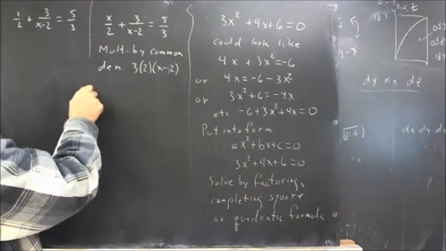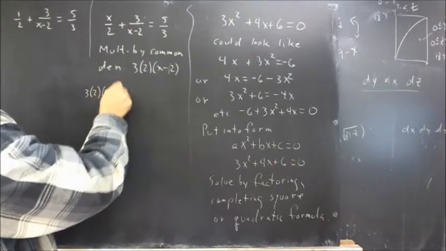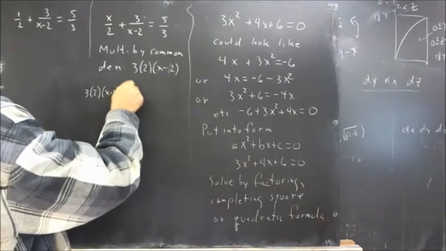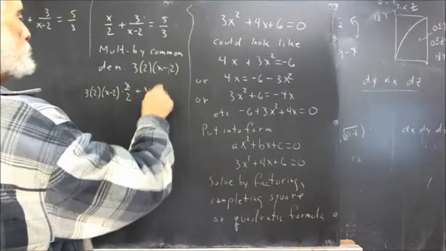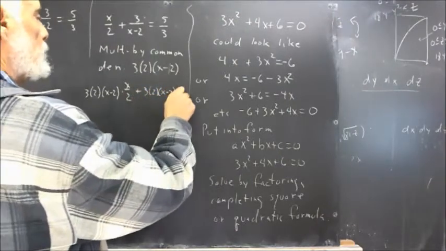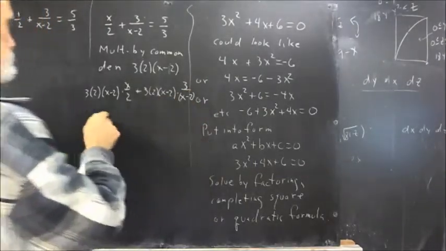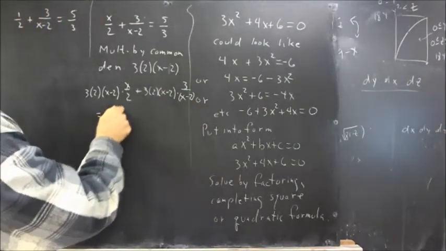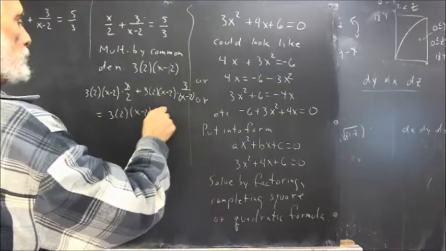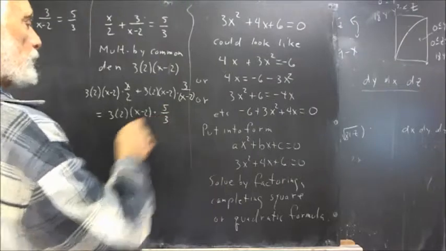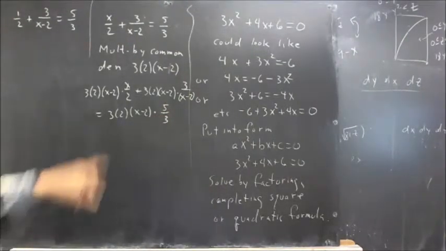So we've got 3 times 2 times x minus 2 multiplied by x over 2, plus 3 times 2 times x minus 2 multiplied by 3 over x minus 2, equals 3 times 2 times x minus 2 multiplied by 5/3. Okay, well, what happens here?